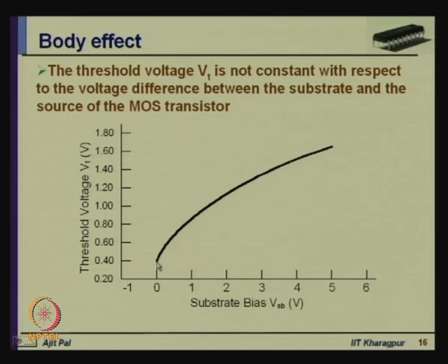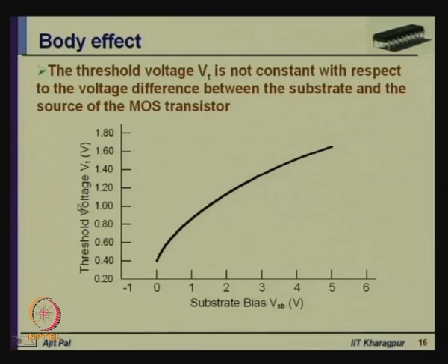So, you can see here, when the substrate bias is 0, as you have seen, the threshold voltage is 0.4 volt, but as you increase the substrate bias, say from 0 to 1 volt to 2 volt to 3 volt, it can reach say 1.6. So, over a large range, 0.4 to 1.6, a large change in the threshold voltage can take place as you vary the substrate bias.